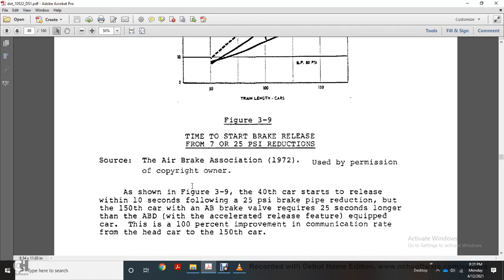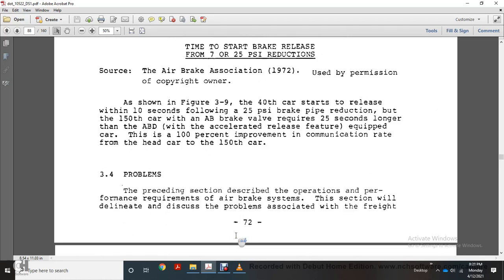Shown in Figure 3.9, the 40th car starts with relief within 10 seconds, following a 25 psi brake pipe reduction. The 150th car with the AB brake valve requires 25 seconds longer than the ABD with the accelerated release feature equipped on the car. This is a 100% improvement over the communication rate from the head of the train to the 150th car.